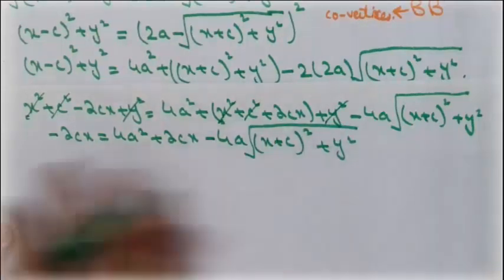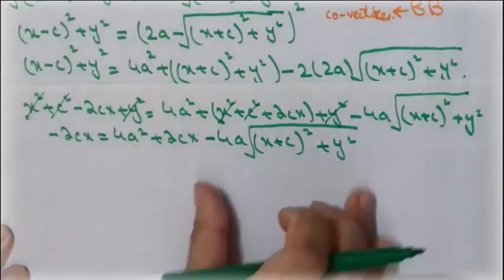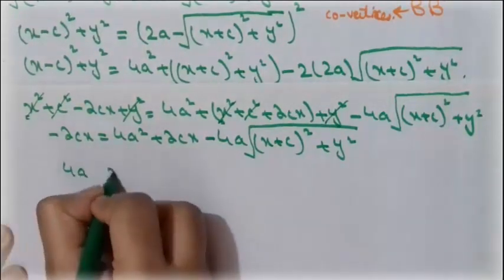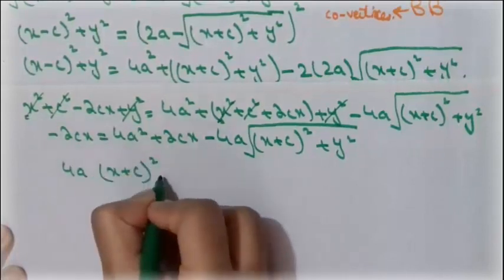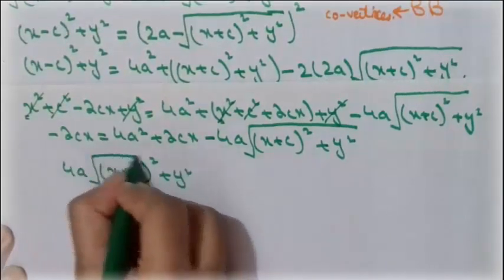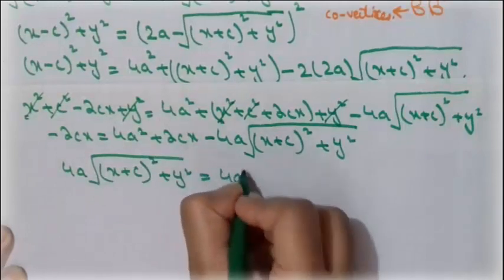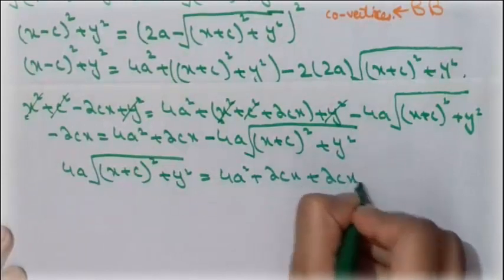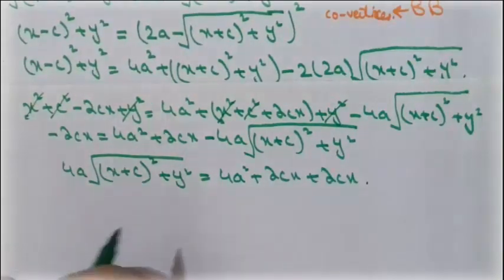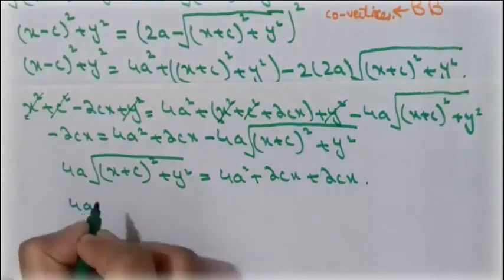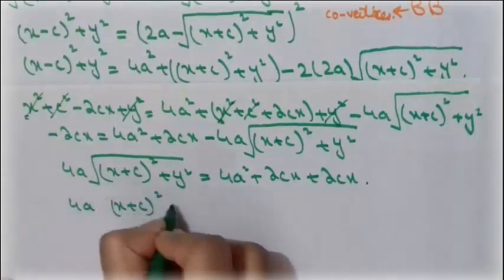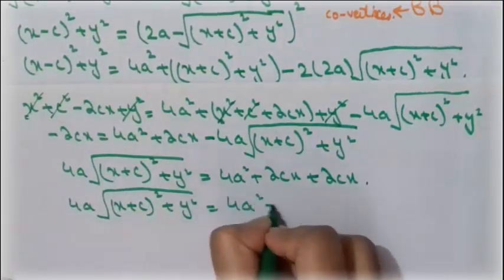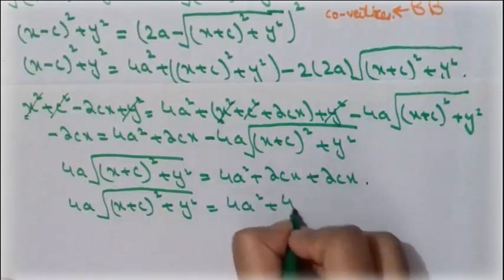Now it's time to rearrange all of these factors. If I move this factor to the other side, it will be positive. So I will write it as 4ax plus c square plus y square with our radical, which is equal to 4a square plus 2cx, and this factor on the other side will be plus 2cx. We just rearrange all the factors here. Now we simplify: 4a x plus c square plus y square with our radical, and 4a square plus, if we add these two factors, it will be 4cx.